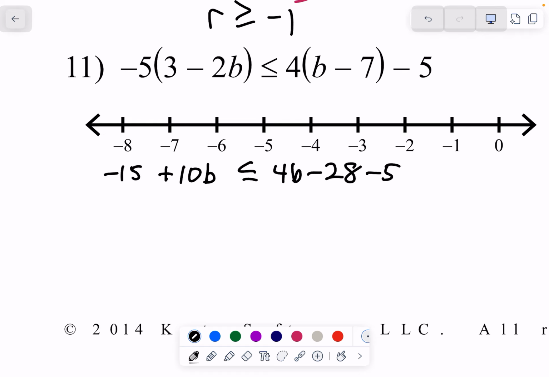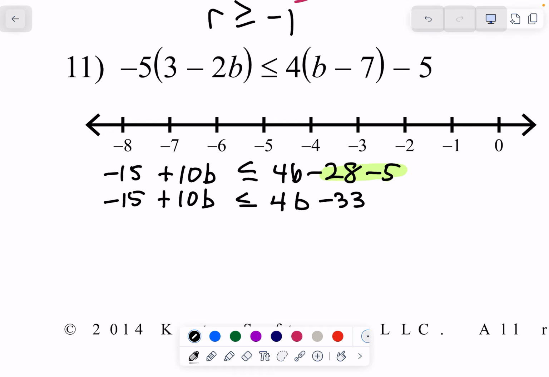On the left side, we don't have anything else to do, so leave it. On the right side, we can combine those plain old constants that are there. So we get 4b. That is a b, by the way. My b's end up looking like 6's, and my s's and 5's look the same, so I'm sorry, but that's 4b minus 33.